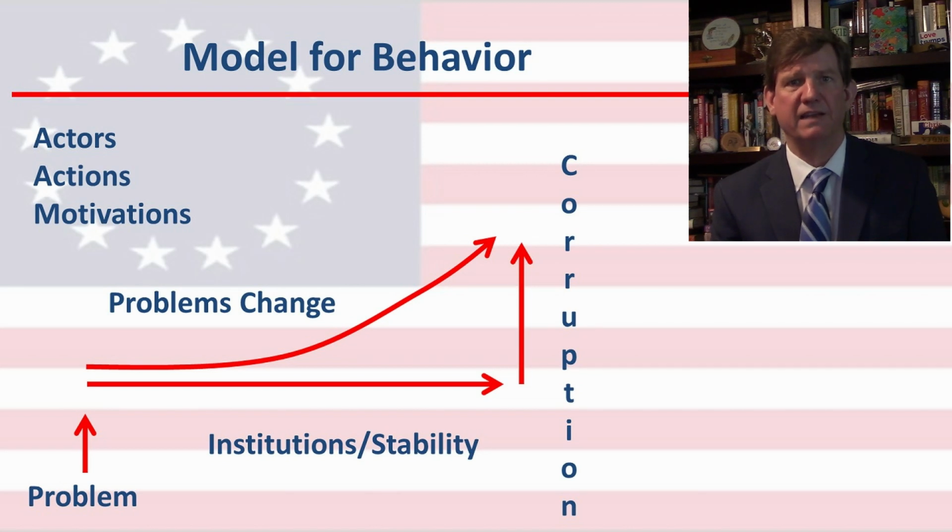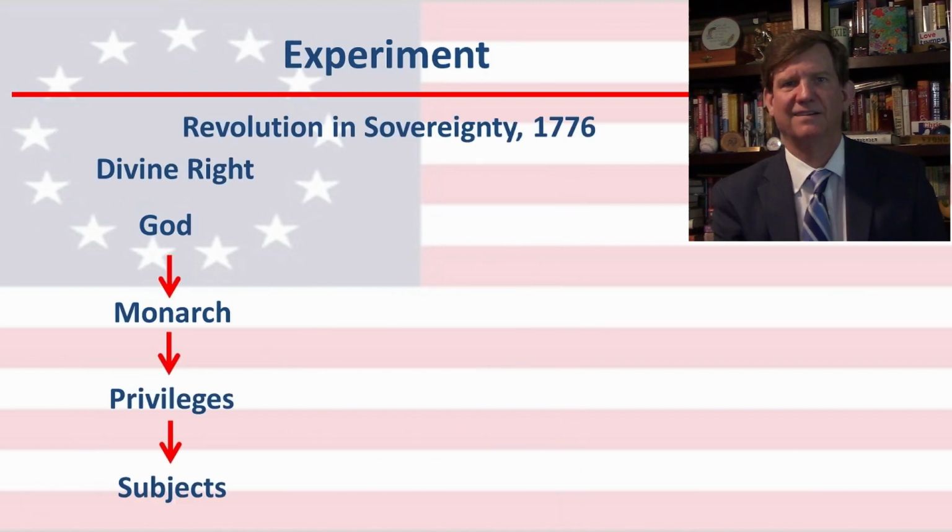People don't like to change. And when human behavior fails to solve problems, that is corruption. There's a breakdown in individual and social problem solving. One previous breakdown was in 1776. The colonists no longer wanted to be British subjects.